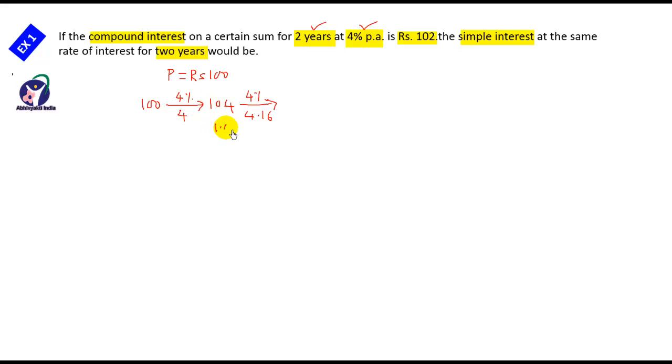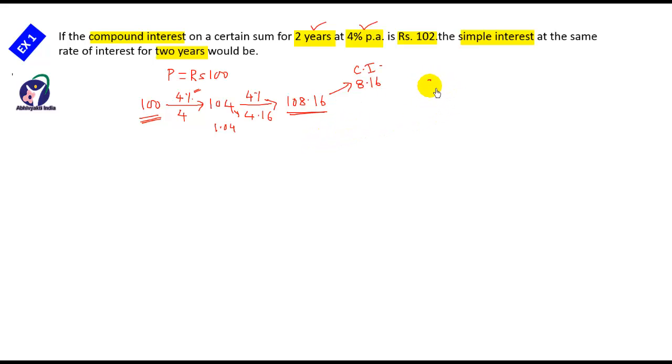1% will be 1.04, and therefore 4% will be 4.16, and therefore this together will be equal to 108.16. When we invest 100 rupees at the rate of 4% for 2 years, we get the total amount as 108.16 rupees. It means we get the interest, that is 8.16. This is the compound interest.